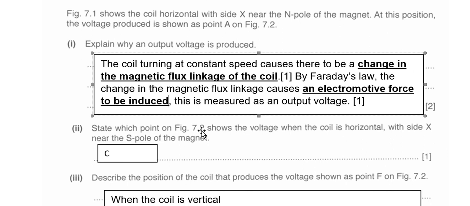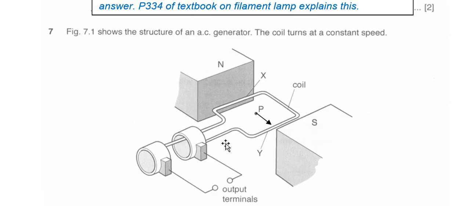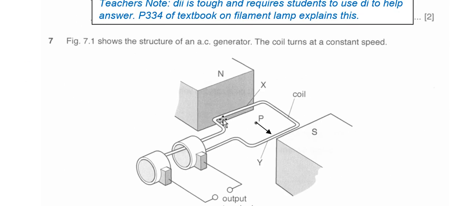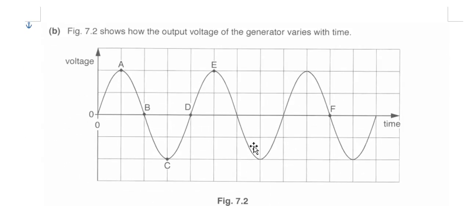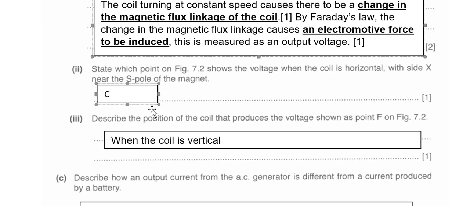State which point shows the voltage when the coil is horizontal with side X near the south pole of the magnet. So we know that A is when side X is near the north pole. So when I rotate 180 degrees, when I'm near to south pole, I should expect that I have completed half the period. So instead of A, I will be at C. So that's why I get C.